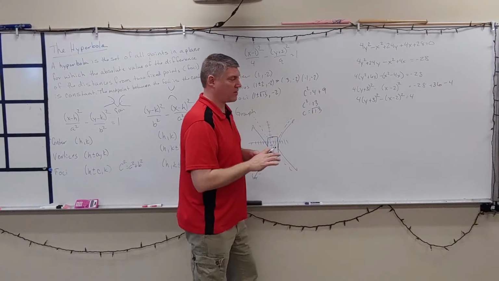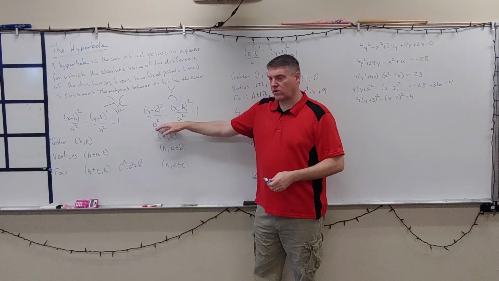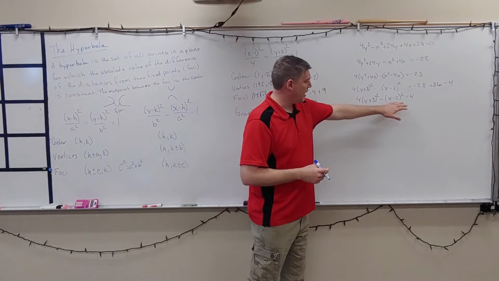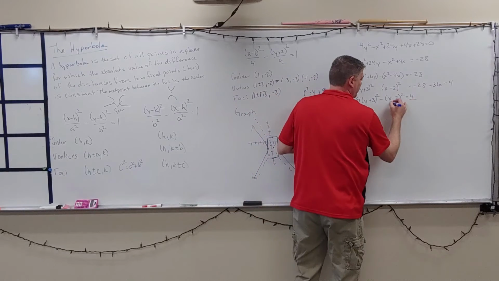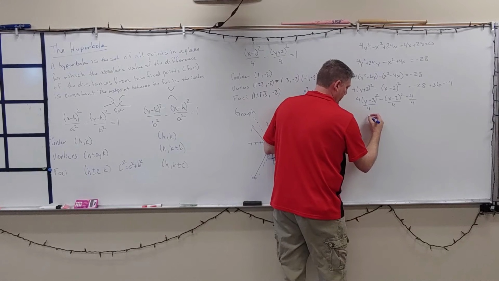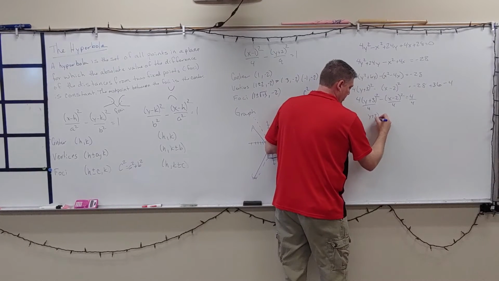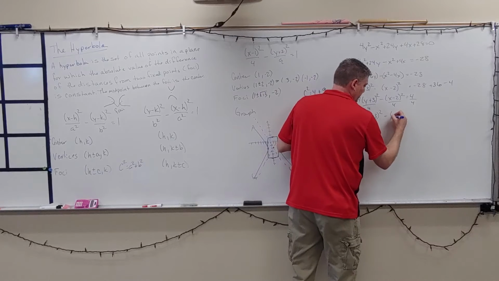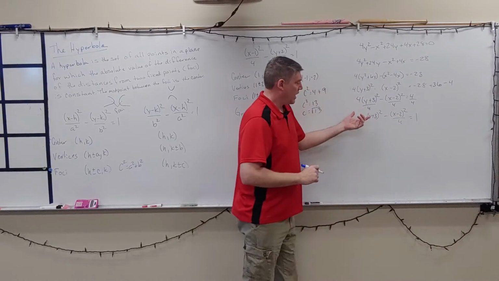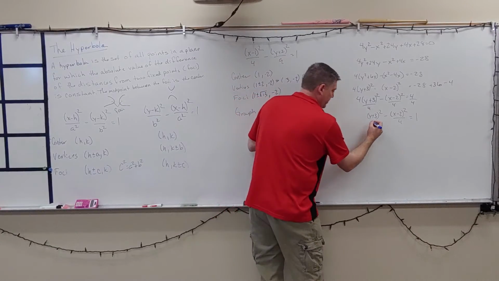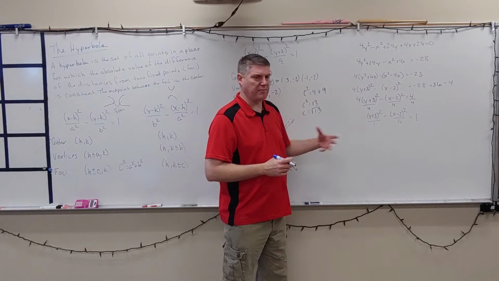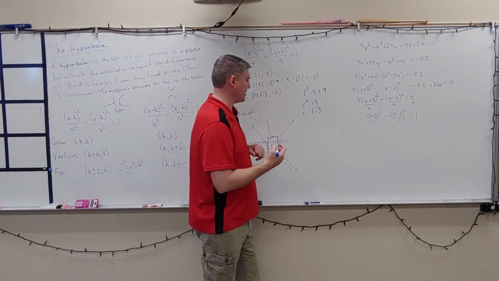Now, if you look back over here, we don't have it equal to a number. We have it equal to 1. So I have to divide everything by 4. Okay? And so now I end up with y plus 3 quantity squared minus x minus 2 quantity squared over 4 equals 1. I'm going to go ahead and write this over 1, so that way I just know that that's my denominator. Okay, it's just going to help me out when I find these.